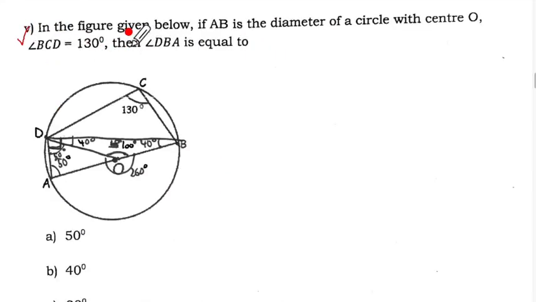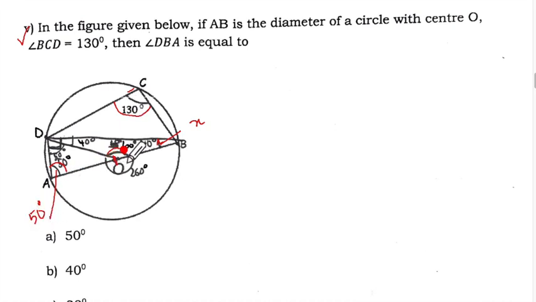Fifth question, in the figure given below, AB is the diameter. So you can see this AB is passing through this O. And BCD is 130 degrees. See BCD, this one is 130 degrees. Then DBA, where is DBA? It is this one. Now if this is 130, then this is a cyclic quadrilateral, so this is going to become 180 minus 130, which is 50.